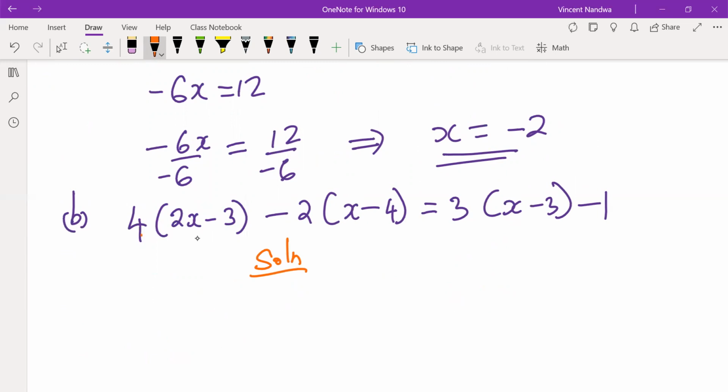So we'll have 4 by 2x is 8x. 4 by minus 3 is minus 12. Minus 2 by x is minus 2x. Minus 2 by minus 4 is positive 8. Equals 3 by x is 3x. 3 by minus 3 is minus 9. Then minus 1.